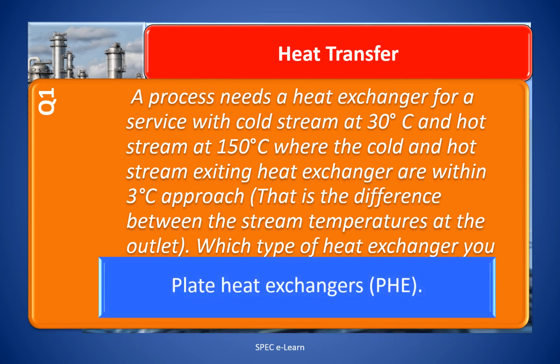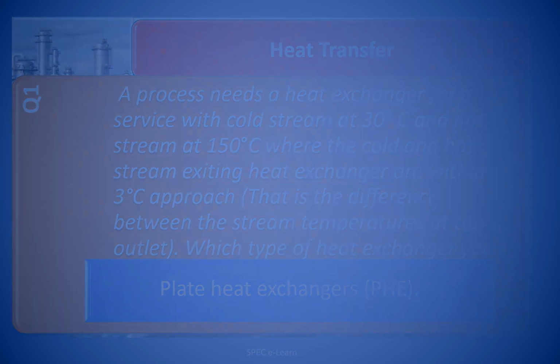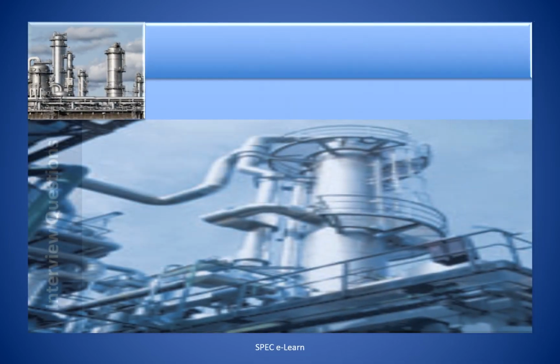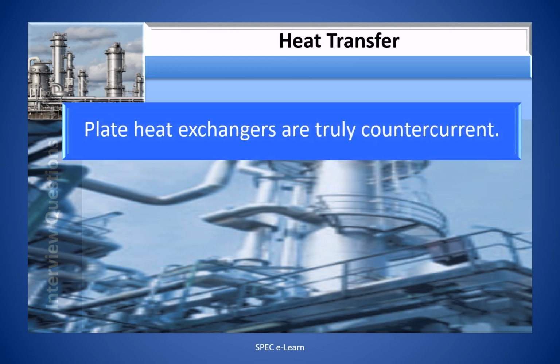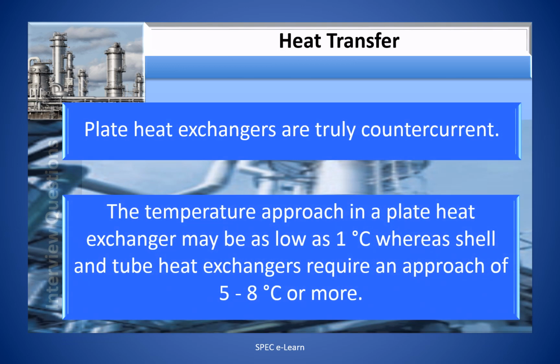Your time is up. The answer. Plate heat exchangers is the answer. Plate heat exchangers are truly countercurrent. The temperature approach in a plate heat exchanger may be as low as 1 degree centigrade, whereas shell and tube heat exchangers require an approach of 5 to 8 degrees centigrade or more.